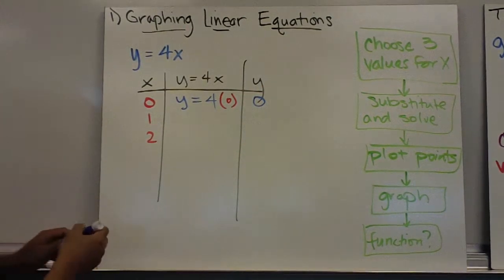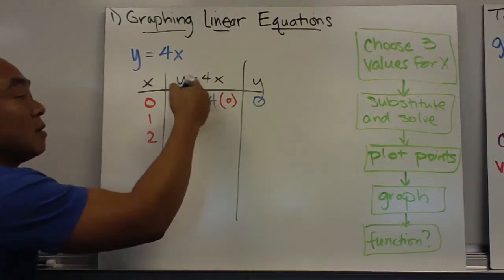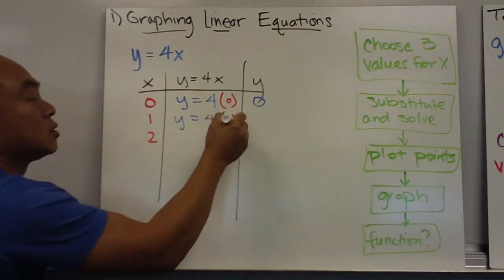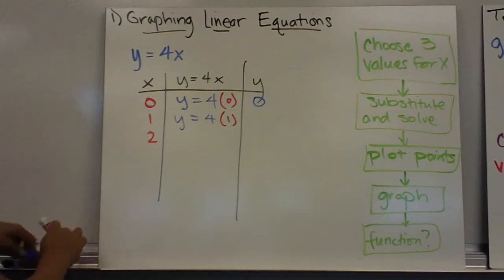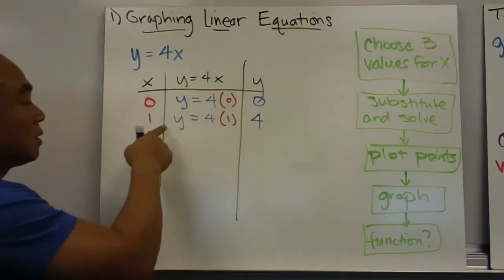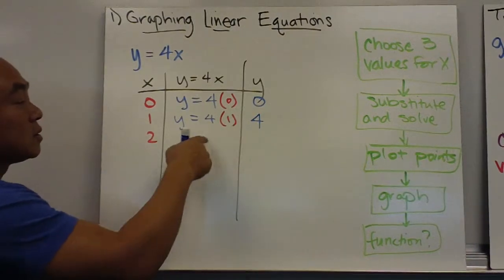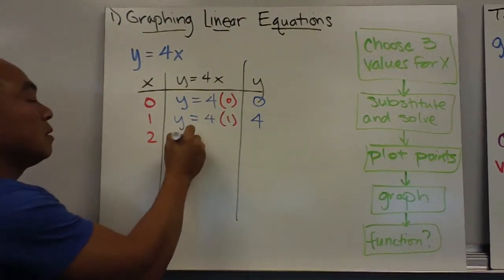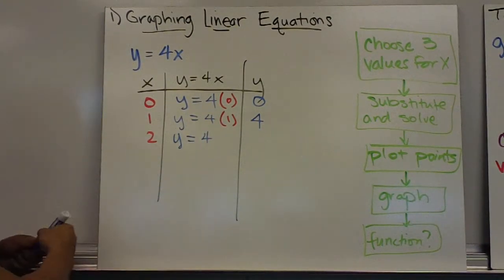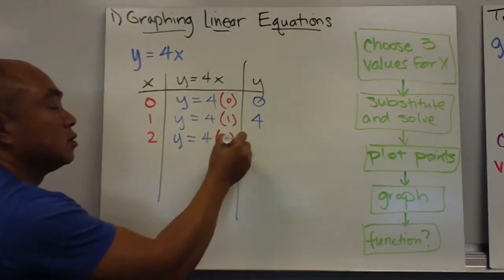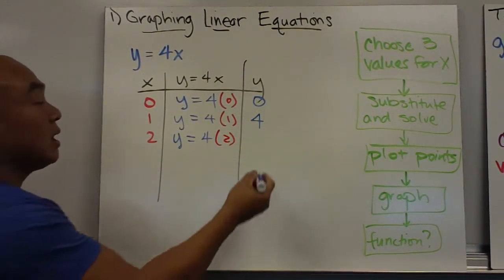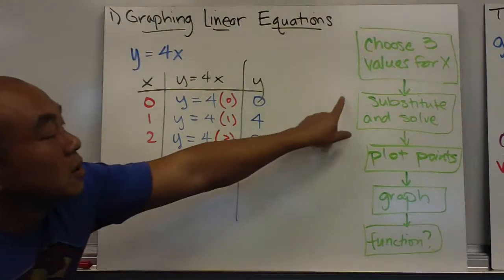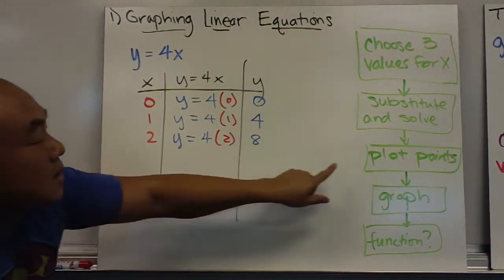Our next one, for y, we use the same thing, 4 times 1, because we chose our next value to be 1, and our answer is 4, because 4 times 1 gives us 4. Next, we finish it up. y is equal to 4 times 2, and our answer is 8. So we've chosen our three values, substituted and solved, and now we're going to plot the points.